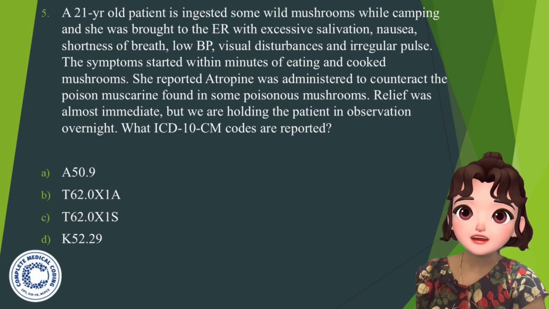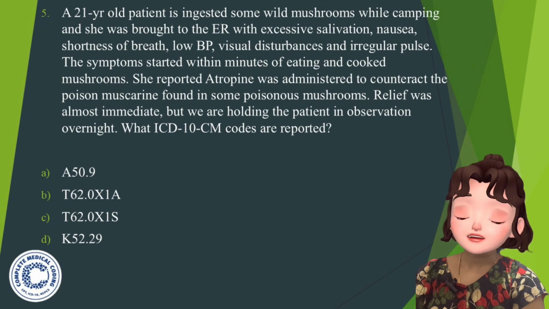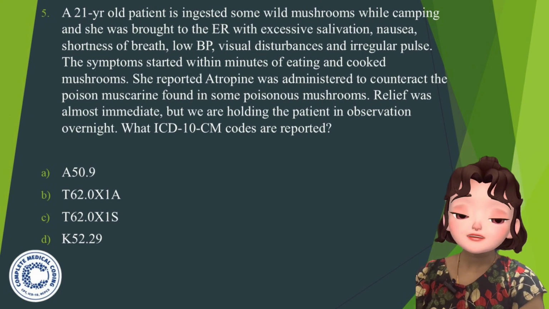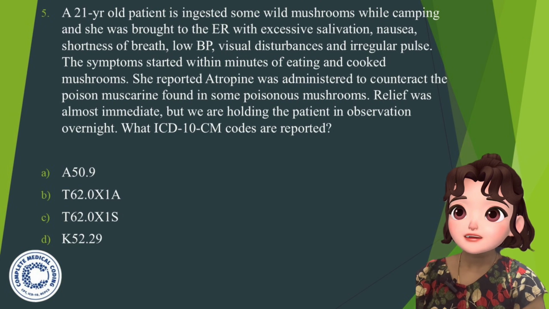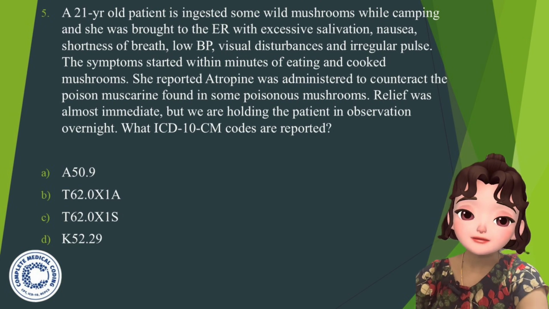So here, what is the poison? Muscarine is the poison which is found in mushrooms, and the medicine which was administered to her was atropine. Relief was almost immediate, but we are holding the patient in observation overnight. What ICD-10-CM codes are reported?